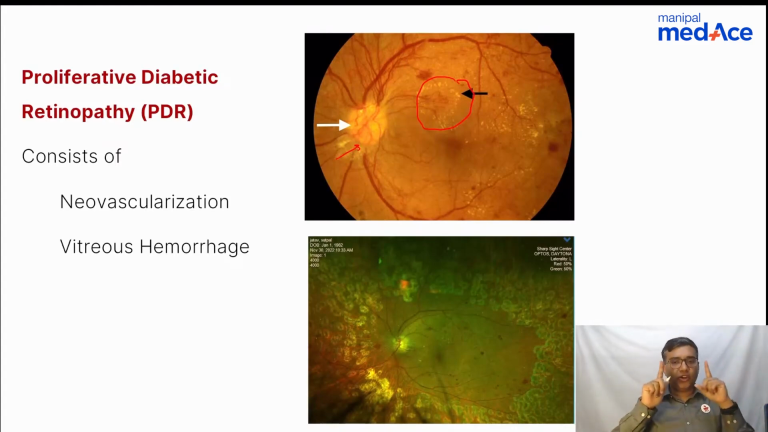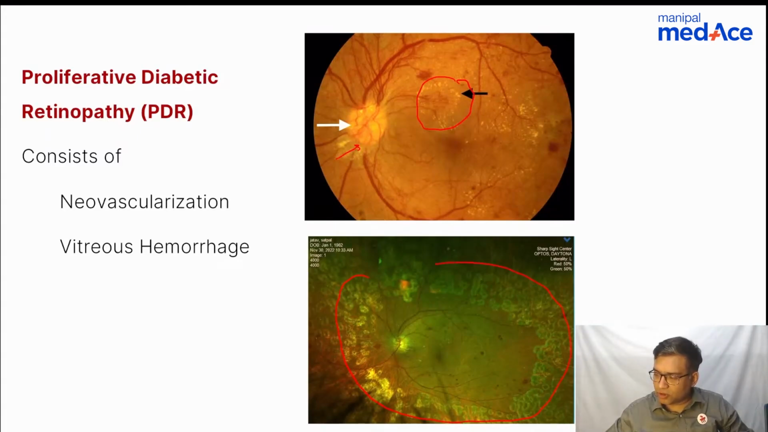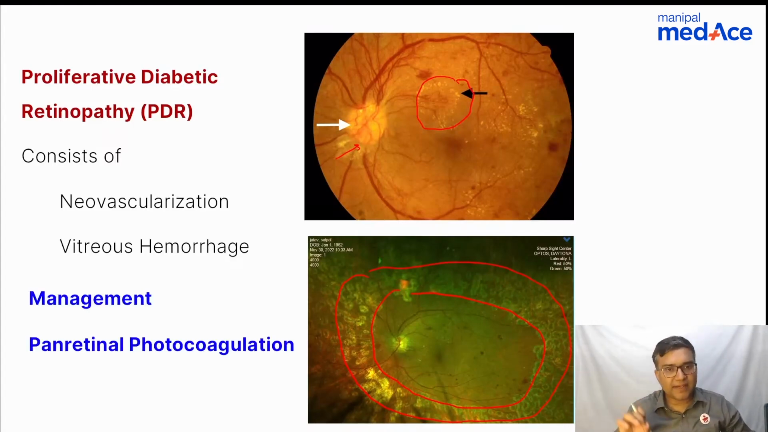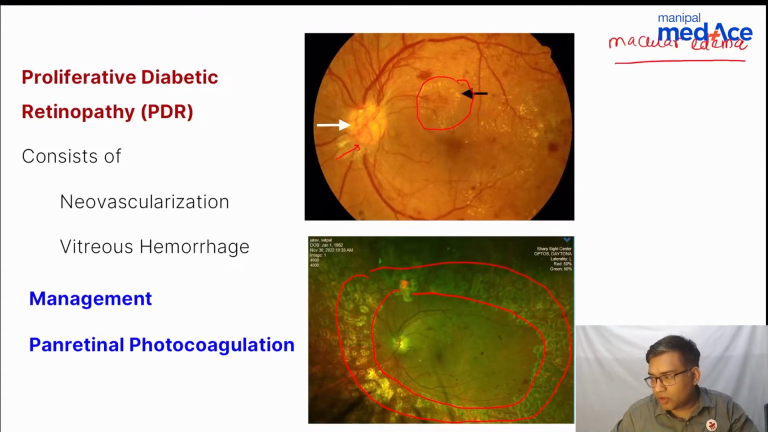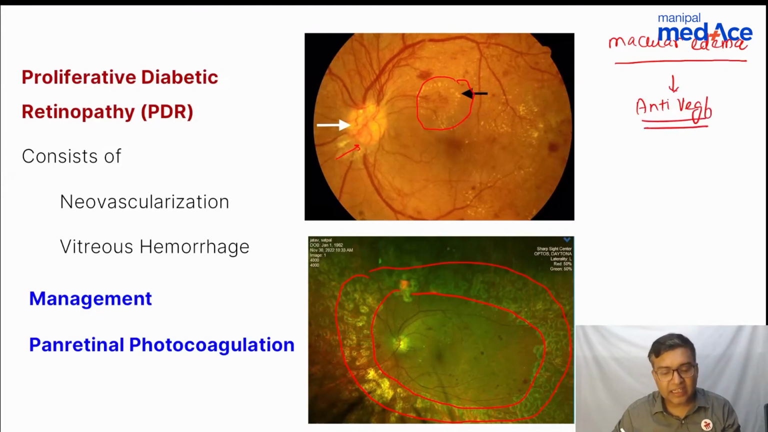Whenever you have a proliferative diabetic retinopathy, you have to photocoagulate the whole retina. As you can see here, we have nicely done a photocoagulation of the peripheral retina. This is called pan-retinal photocoagulation. So my management here is PRP in patients with proliferative diabetic retinopathy. But if the patients have macular edema and non-proliferative diabetic retinopathy, first I would give anti-VEGF injections like ranibizumab before going for further treatment modalities in this patient.